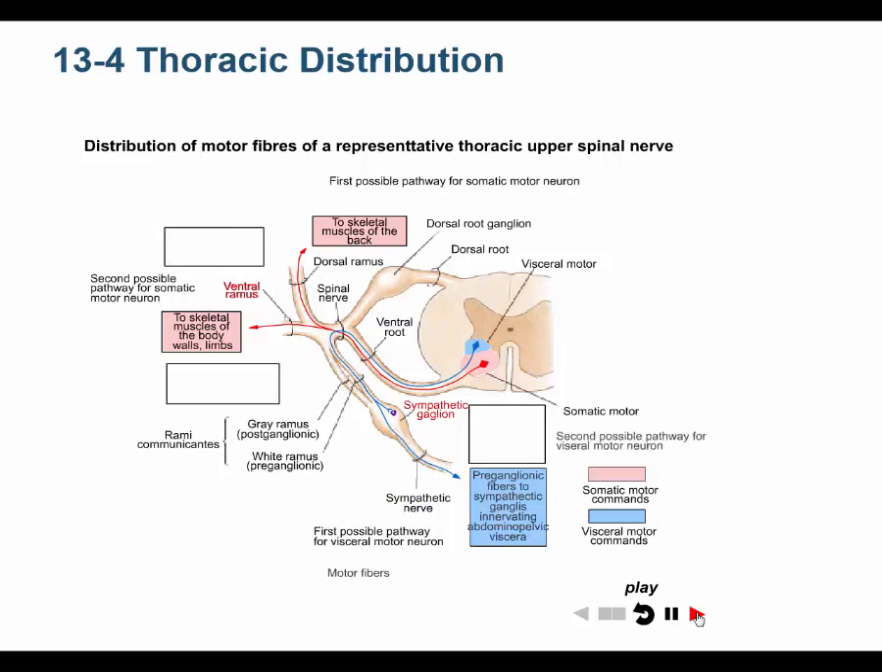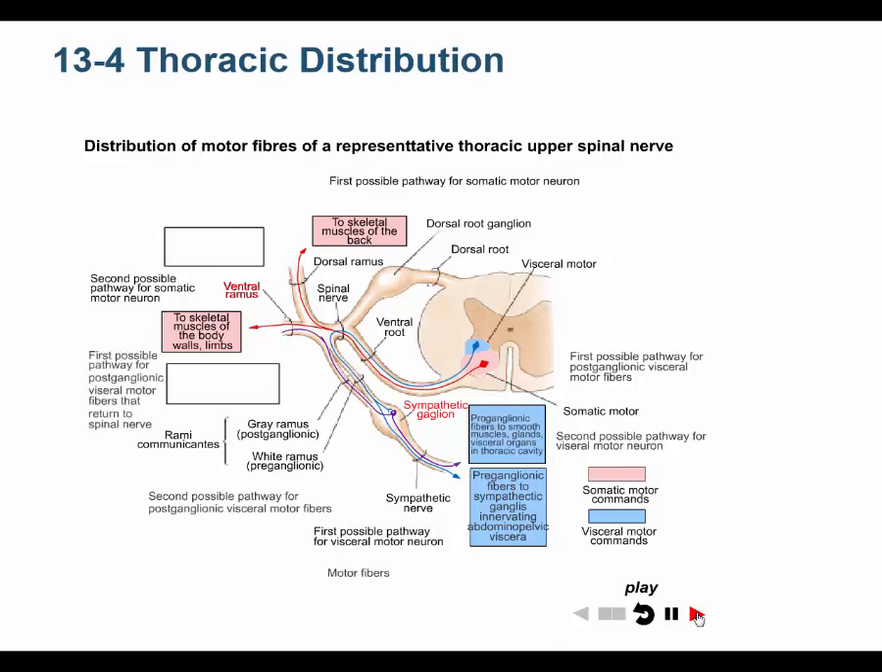Now let me tell you that it's simplifying the sympathetic route. There's actually 4 routes that the sympathetic neurons can take, and it's not going through all of them right here. It's simplifying it. But that's fine for now, so you see that there are different routes these neurons can take.